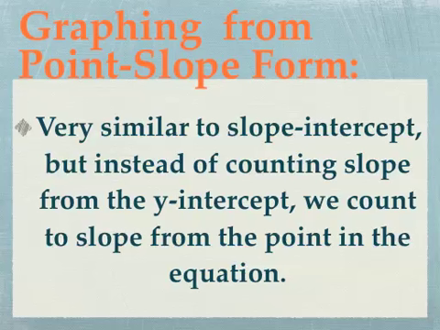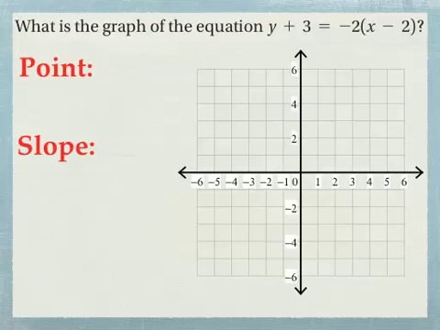So this example says, what is the graph of the equation y plus 3 equals -2 in parentheses x minus 2? If you notice, from point slope form, I can pull out information that gives me a coordinate for a point on the line and the slope. So a point on the line, my x sub 1 value would be 2, and in this case my y sub 1 value is going to be -3.